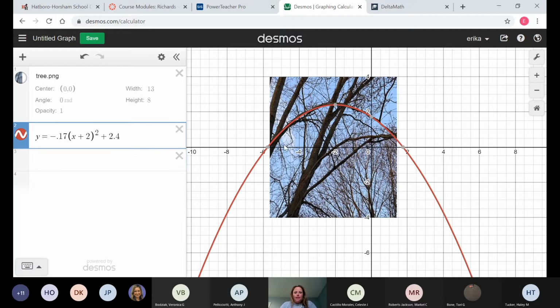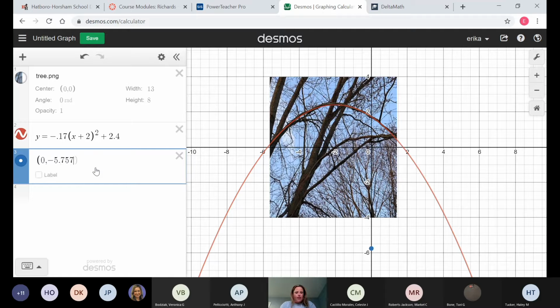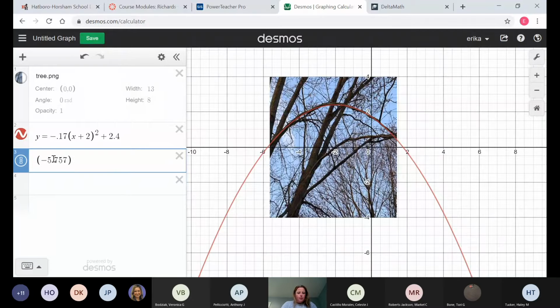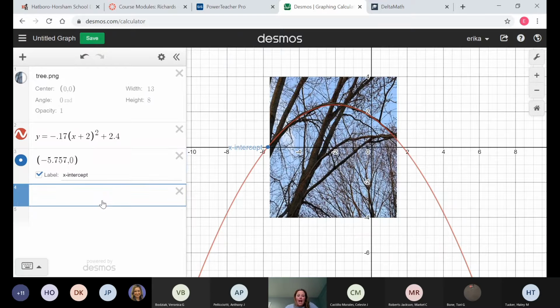negative, I have to write down, I can't remember numbers, negative 5.757, comma 0. So I would probably do 0, comma, negative 5.757, I'm going to label it. I'm going to put x-intercept. Oh, good thing I'm in the wrong spot. That's all right. Comma, 0, x-intercept. And now that's on my graph.